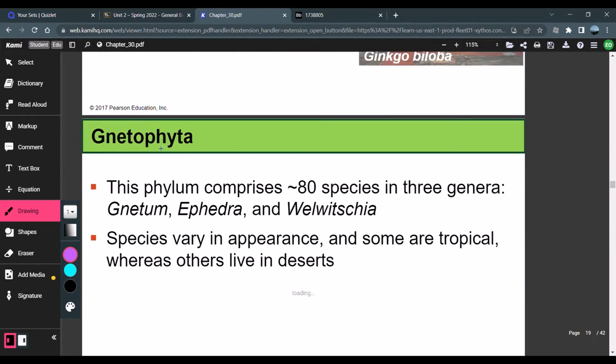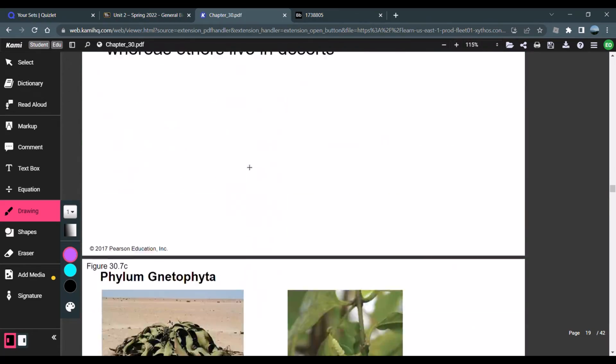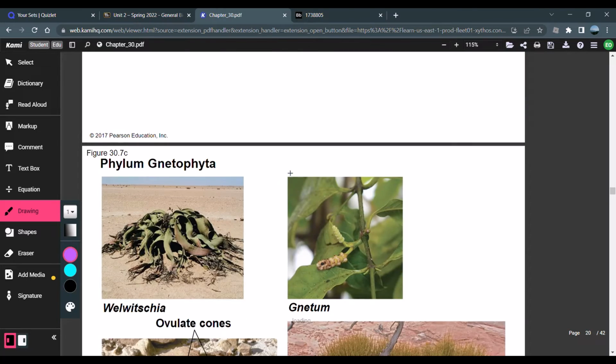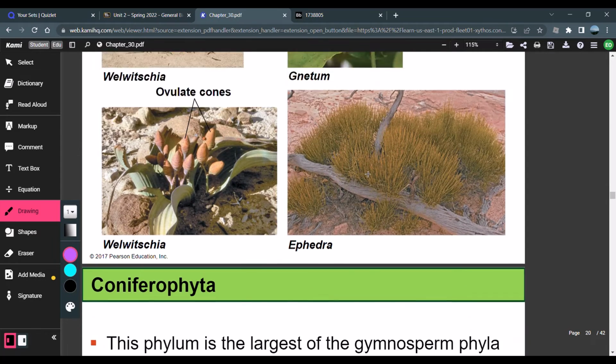Starting with the Gnetophyta. There are about 80 species in three genera: Gnetum, Ephedra, and Welwitschia. Species vary in appearance, and some are tropical, whereas others live in deserts. I'm more familiar with this one, Ephedra. This is Mormon tea, the common name for it. It is found in Utah and the Great American Desert.